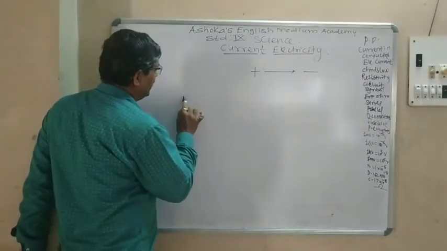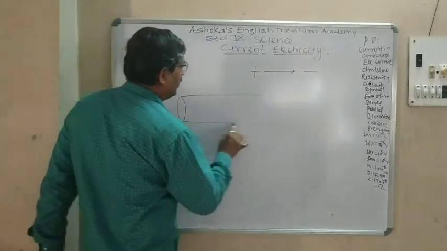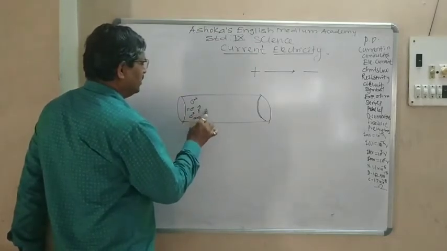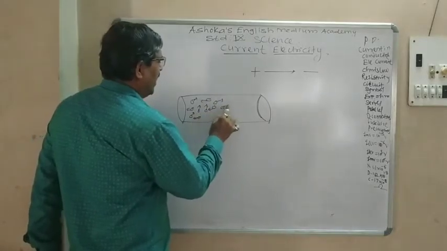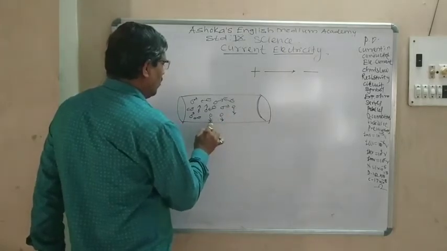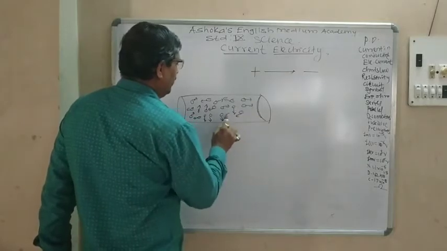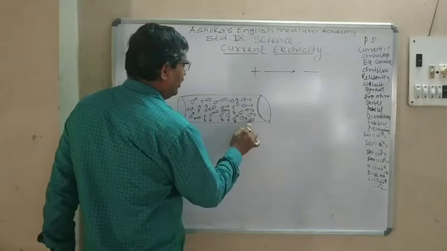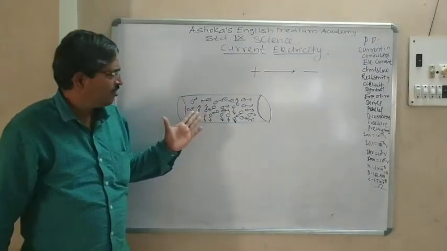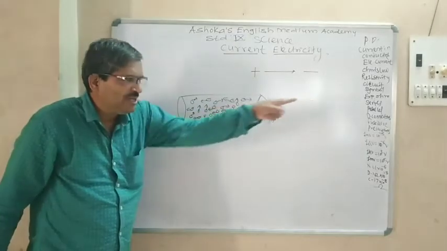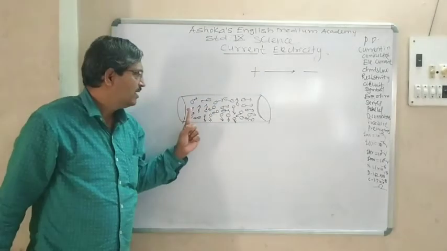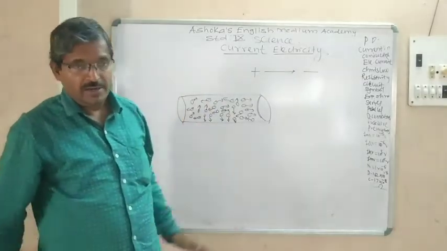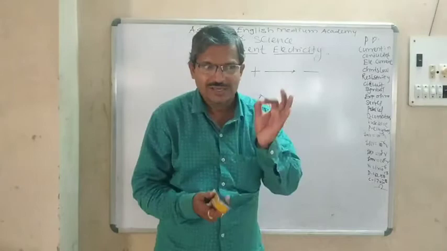Suppose there is one conducting wire. Any conducting wire has a number of electrons, small particles called electrons. This conductor has a lot of electrons or atoms, and here I am showing them with different arrows. It means that the electrons found in the conductor are shown here. These electrons are moving in random directions. Someone is going to the right-hand side, someone to the left-hand side, someone upward, someone downward. They don't have any specific direction. The direction of motion of the electrons is random.